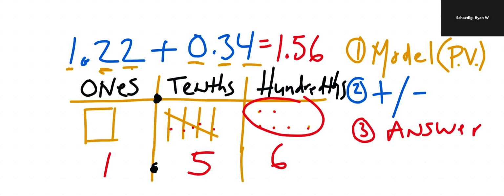So let's try another one. All right. So again, thinking about our steps and what we're going to do, we are going to model with our place value, model with PV. We are going to then add or subtract, and then we're going to have our answer. I'm going to keep it all in one color this time. Let's go ahead and start with it. We're going to do another addition problem, then we'll look at some subtraction.